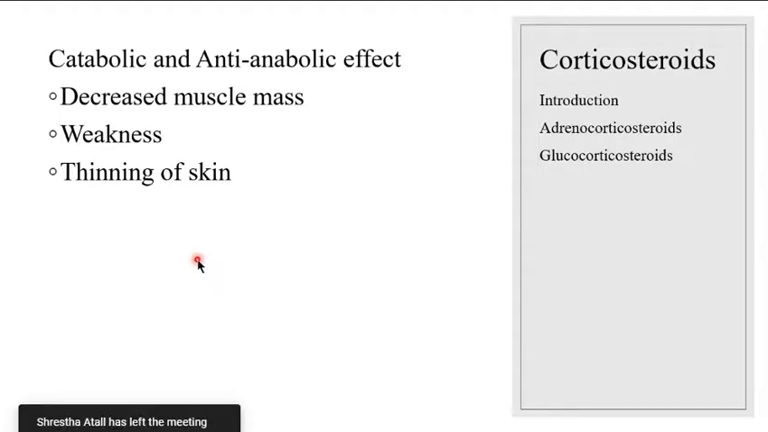Cortisol also has catabolic and anti-anabolic action. It breaks down the muscles to decrease their mass. With the breakdown of muscle, the person will have weakness and even the skin will become very thin. The thinning of the skin is to that extent that even the veins and arteries sometimes become visible, which is known as striae.